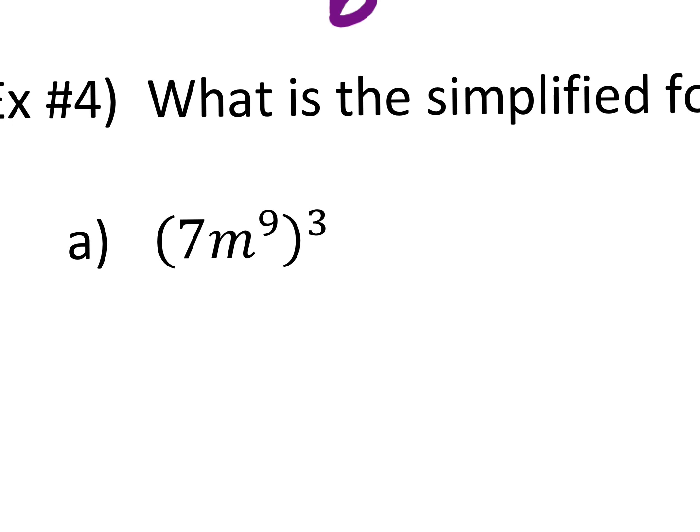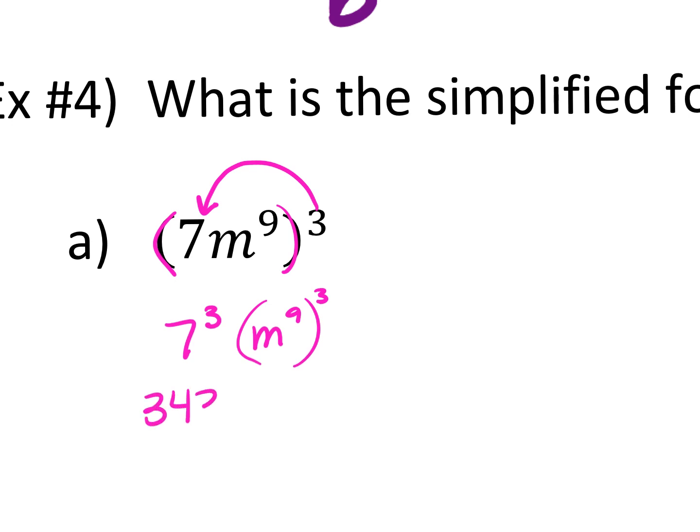What is being taken to the 3rd power right now? All of it, right? Everything is, because it's all in parentheses. So you're taking 7 to the 3rd power, and you're taking m to the 9th to the 3rd power. So 7 to the 3rd, again, plug it into your calculator. I do not expect you to know these off the top of your head, but 7 to the 3rd power is 343. Everyone know how to plug that into your calculator? You hit 7, and then there's that caret button, and then 3, and hit enter. 7, caret 3, enter, okay?